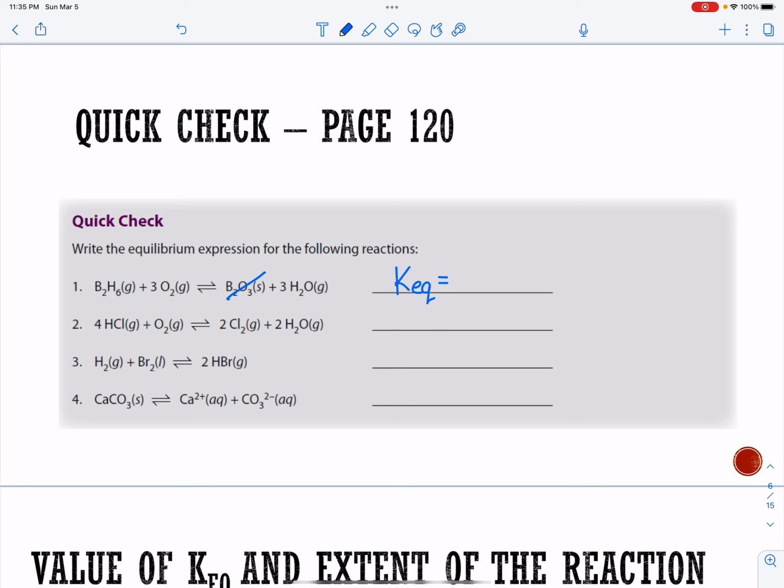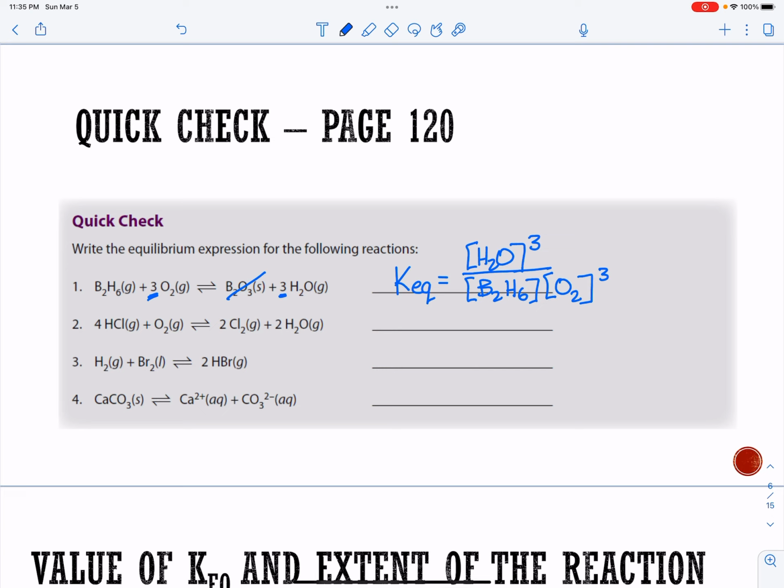KEQ for this one is going to be the products, so the H2O, and I'm going to take that to the 3rd power, divided by the concentration of B2H6, multiplied by the concentration of O2, and again, I've got a coefficient of 3, so I'm going to raise that to the 3rd power. So there's the answer for the first one there.